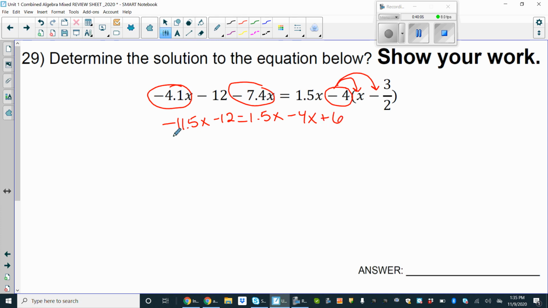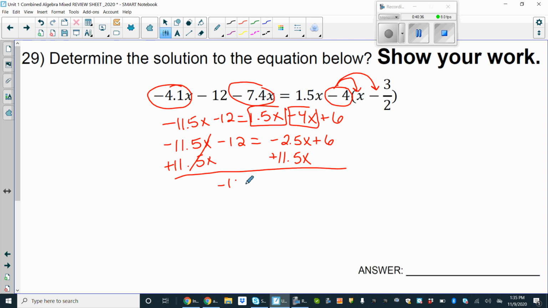On this side, we already combined like terms, so we're just going to leave negative 11.5x minus 12 equals. On this side, we have 1.5x and negative 4x. When you combine these, you get negative 2.5x plus 6. Now we have variables on both sides. You want to bring the smaller to the larger using inverse operations. So we want to bring negative 11.5x over. It is smaller than negative 2.5x.